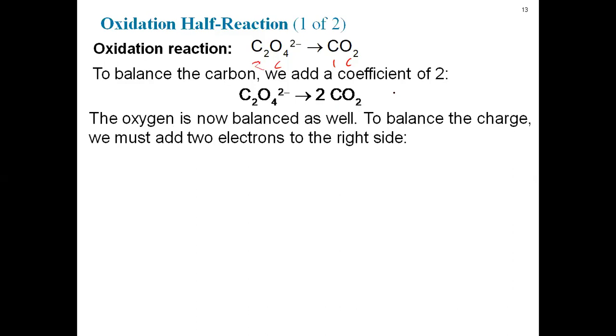So what do you do next? Try to balance the charge by adding electrons. We have -2 charge on the left and right now 0 charge on the right. So you have to balance the charge, and the only way to balance the charge is adding electrons. If you add 1 electron, you add 1 negative; if you add 2 electrons, you add 2 negative. Okay, now we finish balancing this half reaction. Everything is balanced.